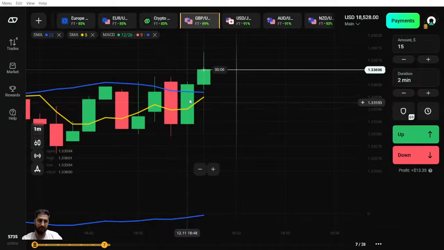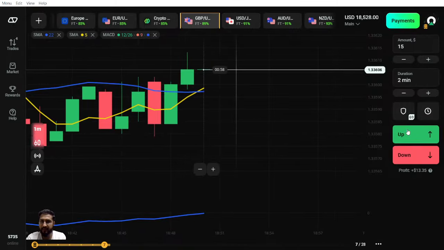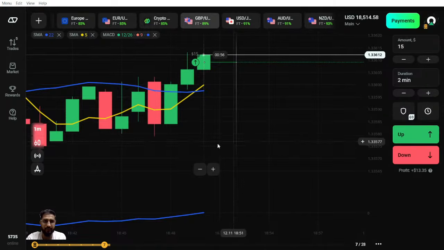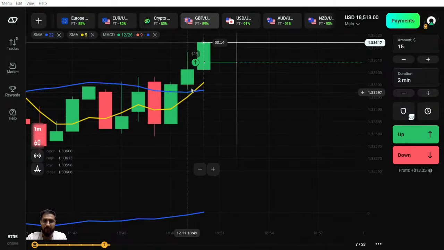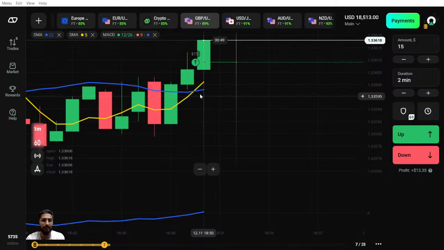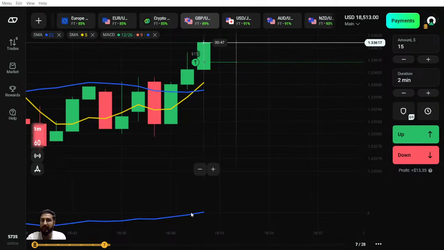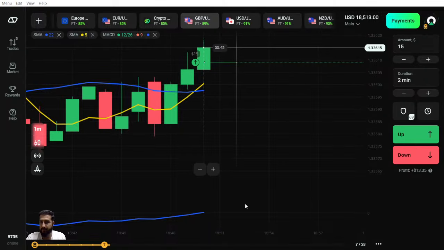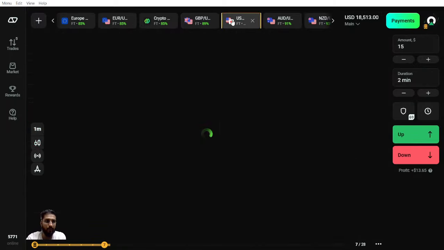Even though the previous candle was quite fascinating, big body, very small wick, so that can be considered. But okay, let's open our first trade, which is based on the strategy. The first intersection we got with the SMAs, SMA 5 intersected SMA 22. At the same time, the MACD is also trying to breach this level. So let's see how this trade will go.